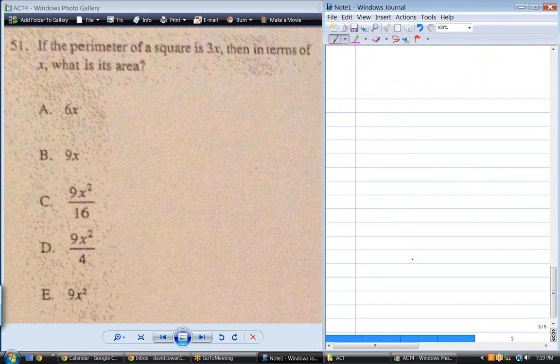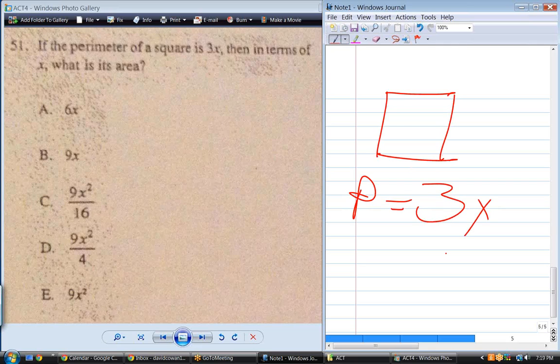Perimeter of a square is 3x. Then in terms of x, what is the area? What's the first thing you need to do? All of these geometry problems are always multi-step problems. You can count on not having a single geometry problem that you can solve in one step. You always have to do at least something before you can get to the answer.